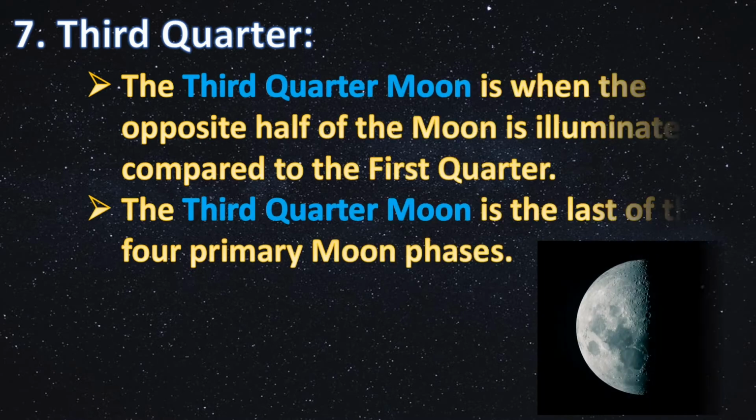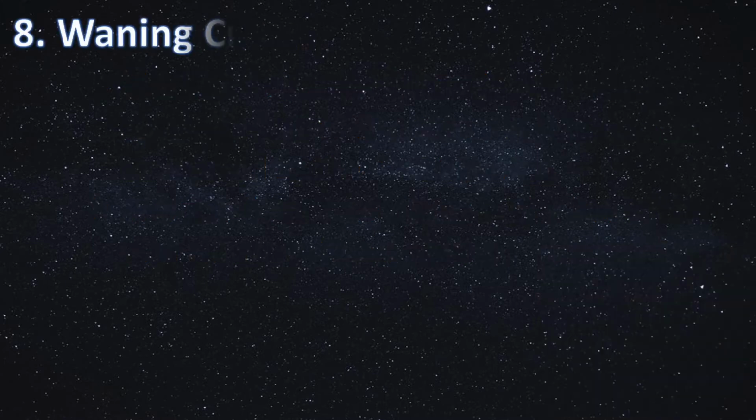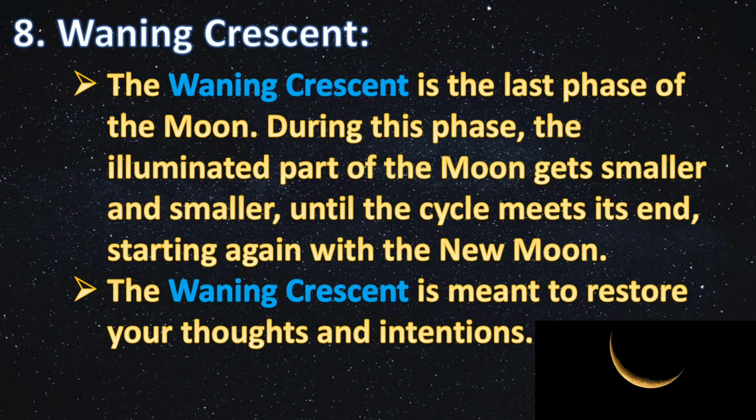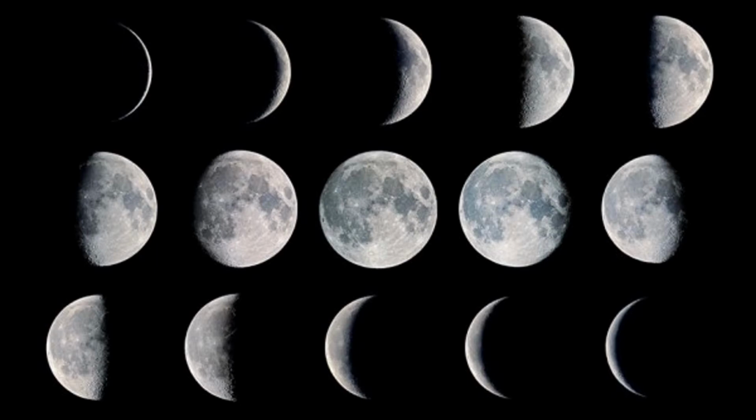Third quarter. The third quarter moon is when the opposite half of the moon is illuminated compared to the first quarter. The third quarter moon is the last of the four primary moon phases. Waning crescent. The waning crescent is the last phase of the moon. During this phase, the illuminated part of the moon gets smaller and smaller until the cycle meets its end, starting again with the new moon. The waning crescent is meant to restore your thoughts and intentions. This is the picture of the phases of the moon.